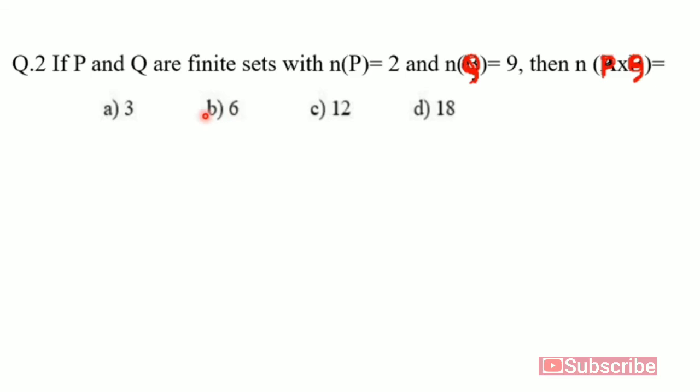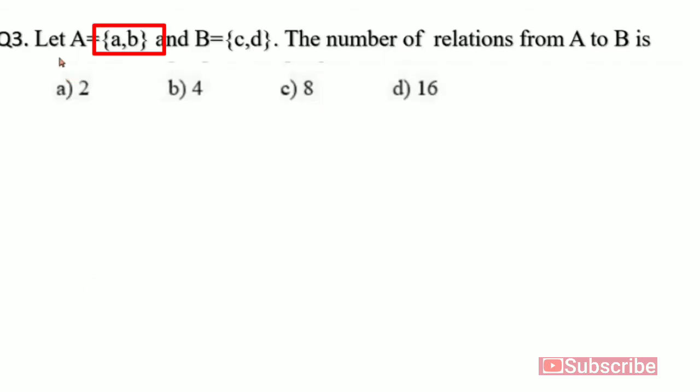The process, if you remember, then I think you will be able to answer all these types of questions. Isn't it? So now let A contain a, b and B contain c, d. Two elements are there. The number of relations from A to B is. This is a very important question.